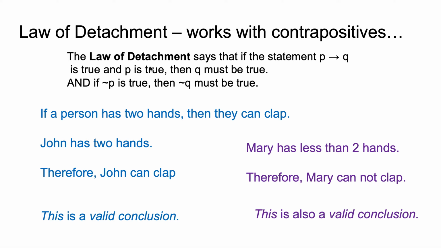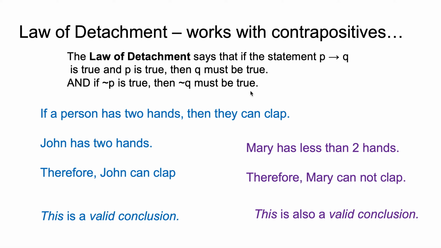So if P is true, then Q must be true. So if not P is true, then not Q must be true. I like to say it in this way rather than saying if P is false, then Q is false. It's the same, it doesn't matter, but it looks a bit nicer to express it this way.